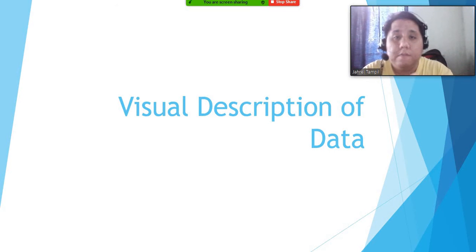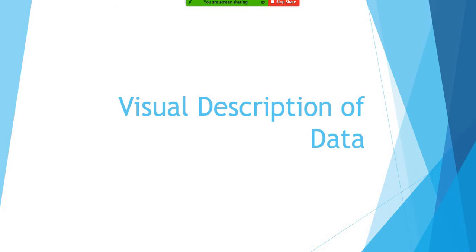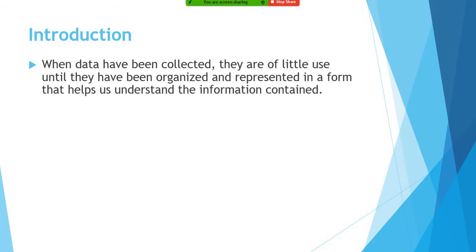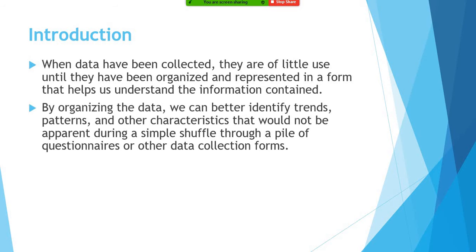Now, let's look into the visual description of data. When data have been collected, they are of little use until they have been organized and represented in a form that helps us understand the information contained. By organizing the data, we can better identify trends, patterns, and other characteristics that would not be apparent during a simple shuffle through a pile of questionnaires or other data collection forms.